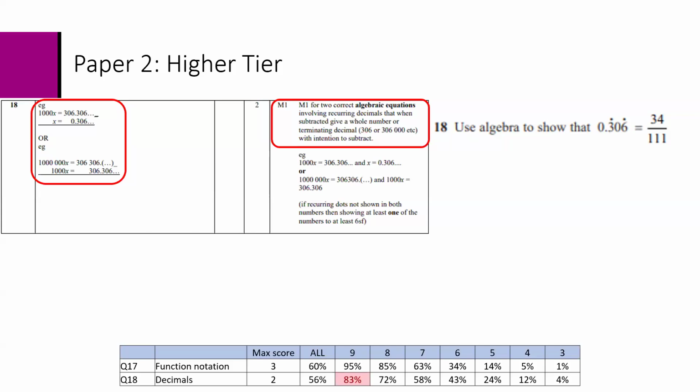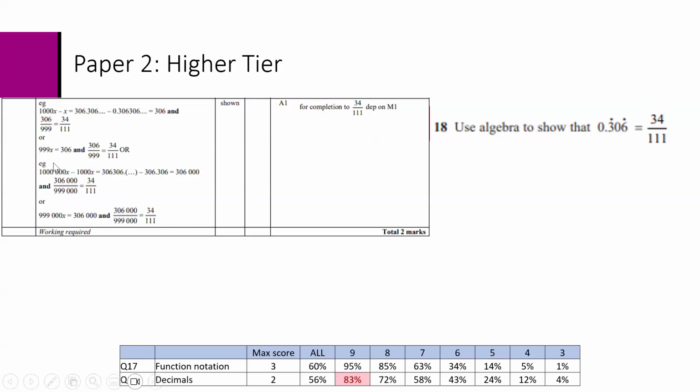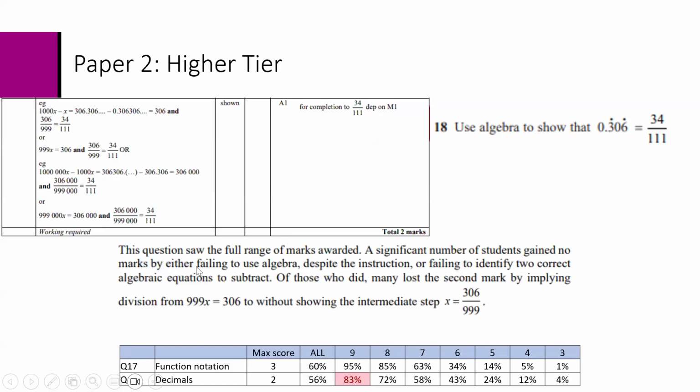But I think the key point is this is definitely a subject where students just need a bit more practice at showing what should be a standard method. There's the second part of the mark scheme for you as well, for the completion of it. And the examiner said this question saw the full range of marks awarded. A significant number of students gained no marks by either failing to use algebra despite the instruction or failing to identify two correct algebraic equations to subtract. Of those who did, many lost that second mark by implying the division of 998x equals 306 to effectively this without showing the intermediate step.